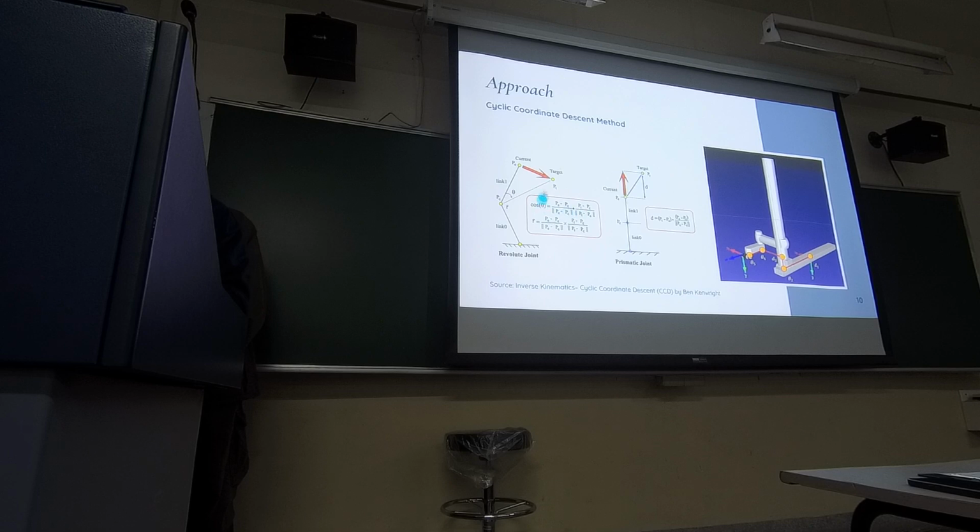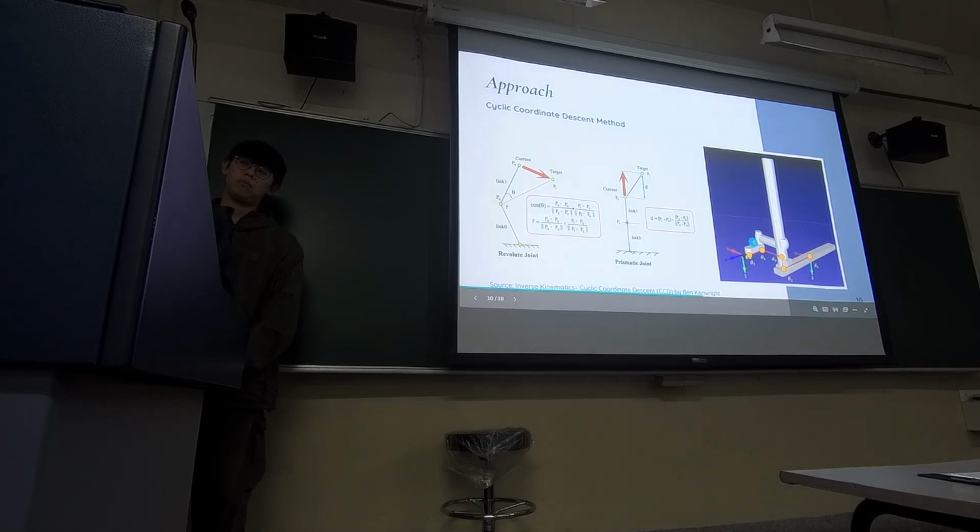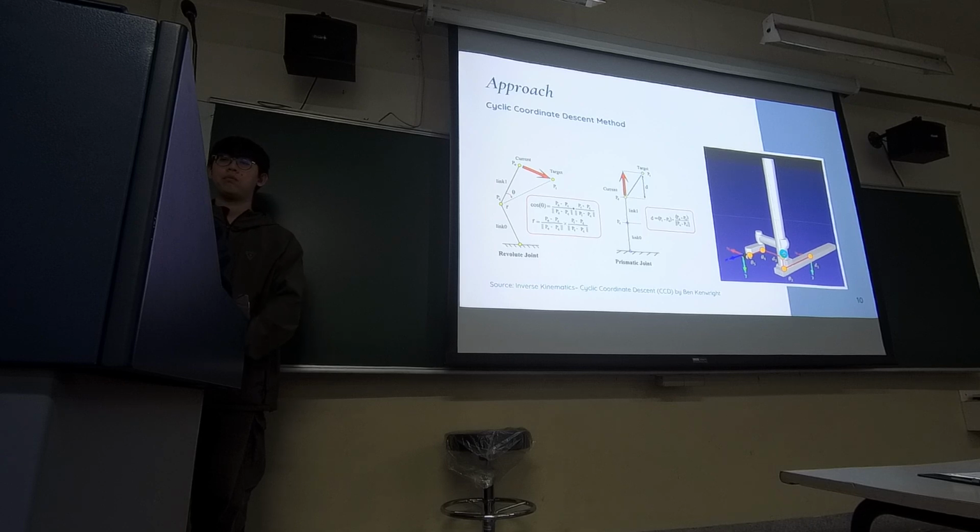Here it is. And for the prismatic joint, the linear joints, the distance is adjusted along the axis to move the current point closer to the target. The formula is here. And this picture is our model. Our model has 5 joints. Joints 1 and 3 are prismatic joints, and joints 2, 4 and 5 are revolute joints.